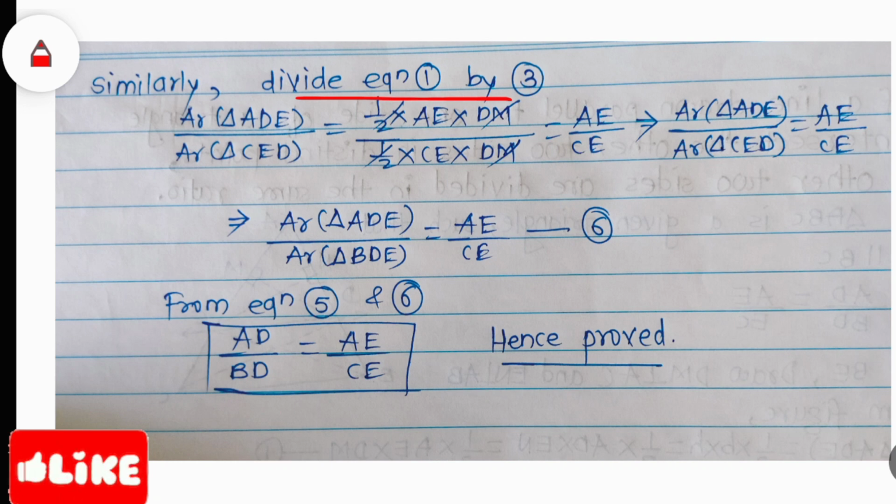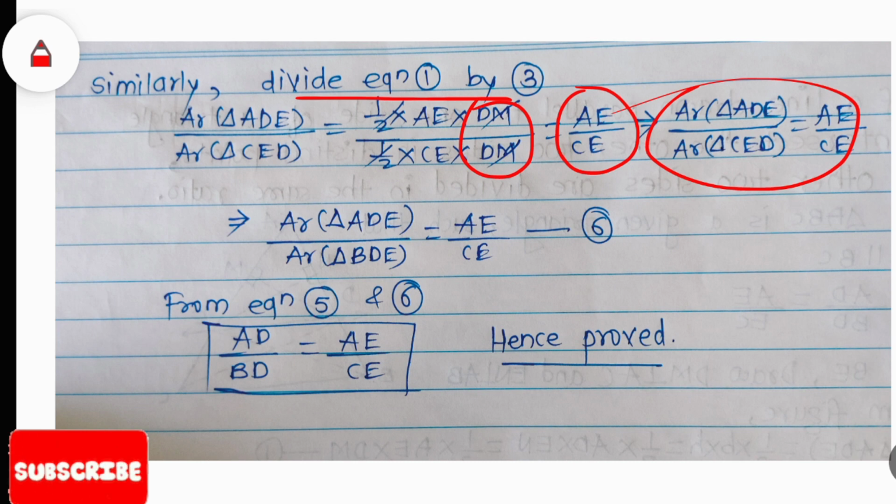Now area of triangle ADE upon area of triangle CED. You can go back to those equations, you will get the idea. So DM was cancelled because they divide each other. Similarly, half will get cancelled. So what is remaining here? AE upon CE. So I got one expression, that is area of triangle ADE upon area of triangle CED equal to AE upon CE. I got the RHS side, that is AE upon CE.